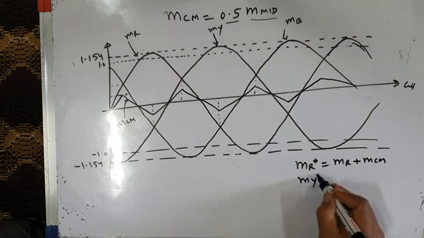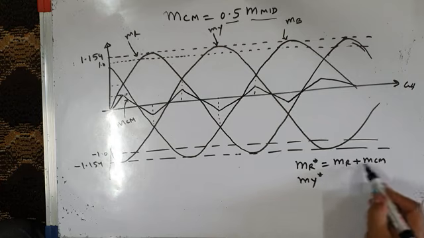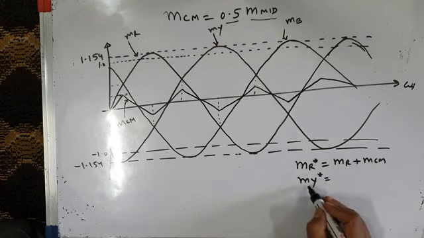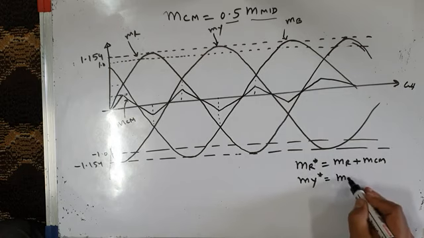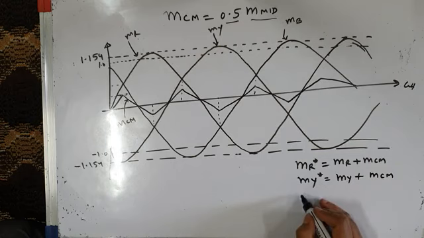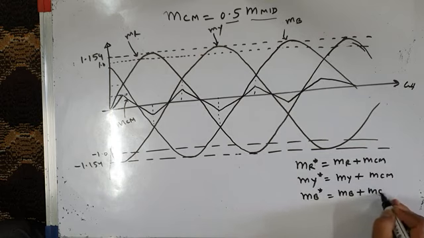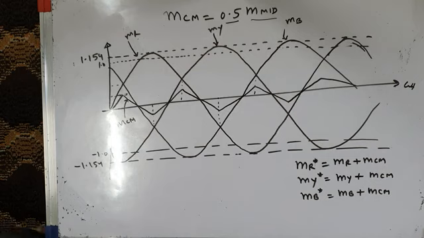Similarly, the modified modulating wave mr star is equal to the original modulating wave mr plus mcm. Modified modulating wave my star is the original sinusoidal modulating wave my plus mcm, and modified modulating wave mb star is equal to the original sinusoidal modulating wave mb plus mcm. Use this rule, which we have used a number of times in module number 3 when we were discussing triangle comparison based PWM techniques.